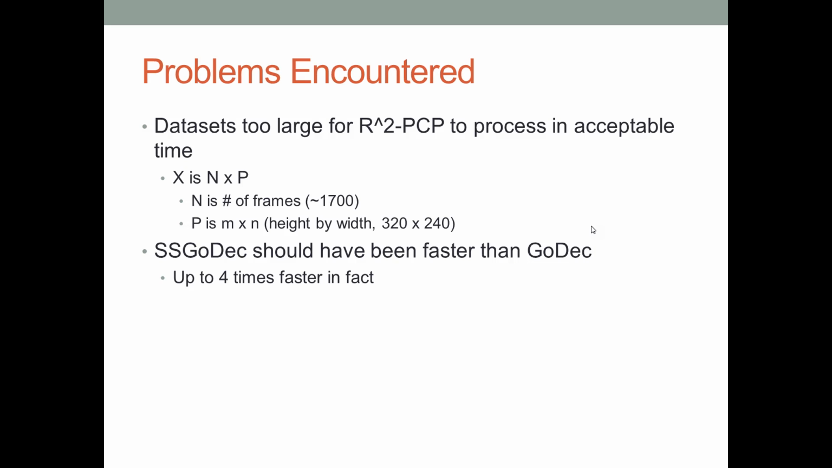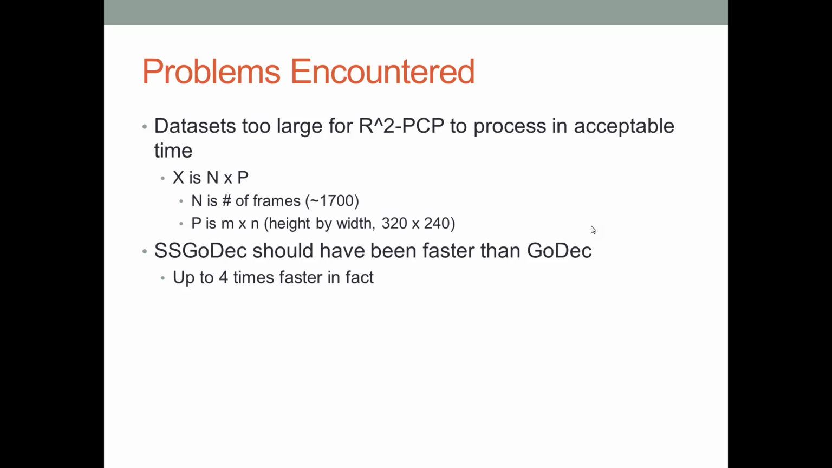So some of the problems that were encountered, obviously what I just said, is that the data sets ended up being too large for the reinforced, robust principal component pursuit to actually be able to process. Since we're dealing with a data set that is approximately 1700 frames, and each frame consists of a 320 by 240 pixel image, that ends up being quite large for this algorithm to encounter.